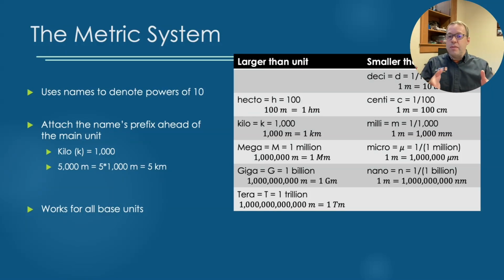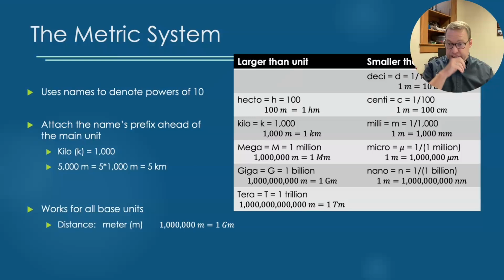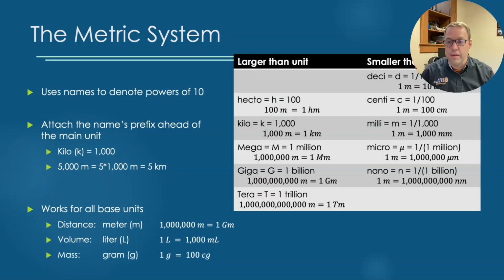Now in this table, I used meters. You could very easily replace all of these units that I have in the table with grams. 1,000 grams is 1 kilogram, or 1 million micrograms is 1 gram, so on. So here are the base units we generally use this for. We have distance, which is the meter. Volume is generally measured in liters. Mass is measured in grams.